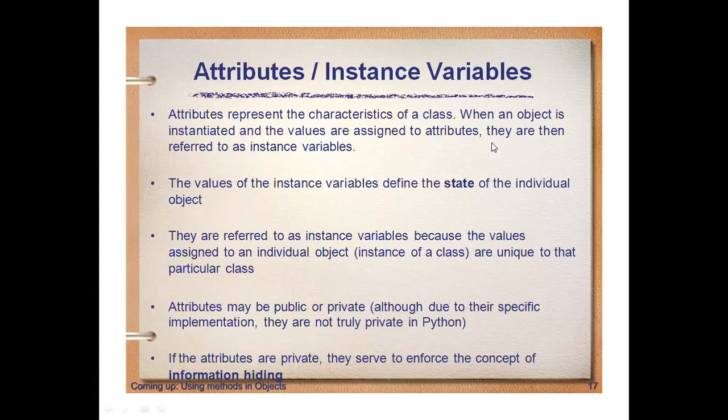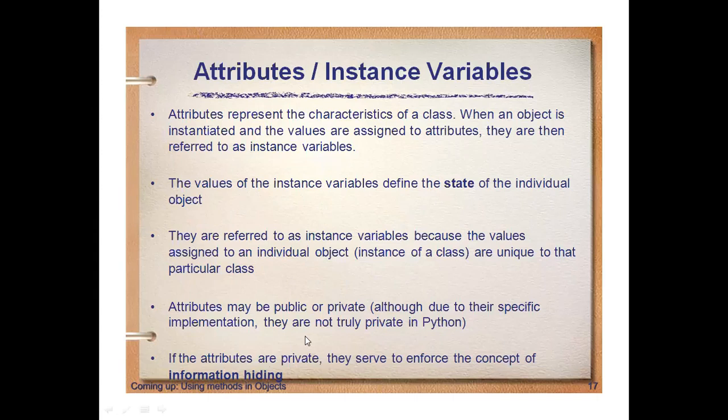Attribute represents the characteristics of the class. When an object is instantiated, the values are assigned to the attributes. They are then referred to as an instance variable. The values of instance variables define the state of an individual object. Right? This is what I mean to speak over here. They are referred to as an instance variable because the values assigned to an individual object are unique to that particular object. Some phone may have some features, some phone may not have all the attributes.